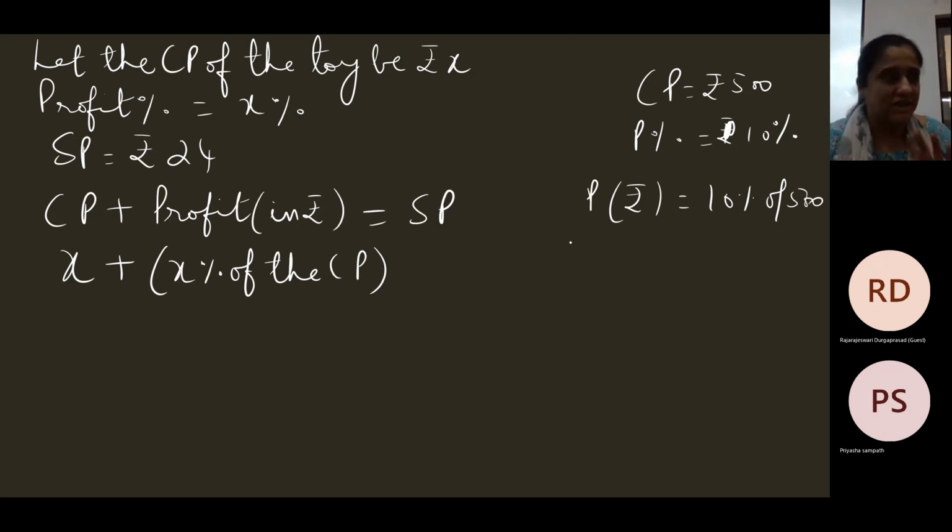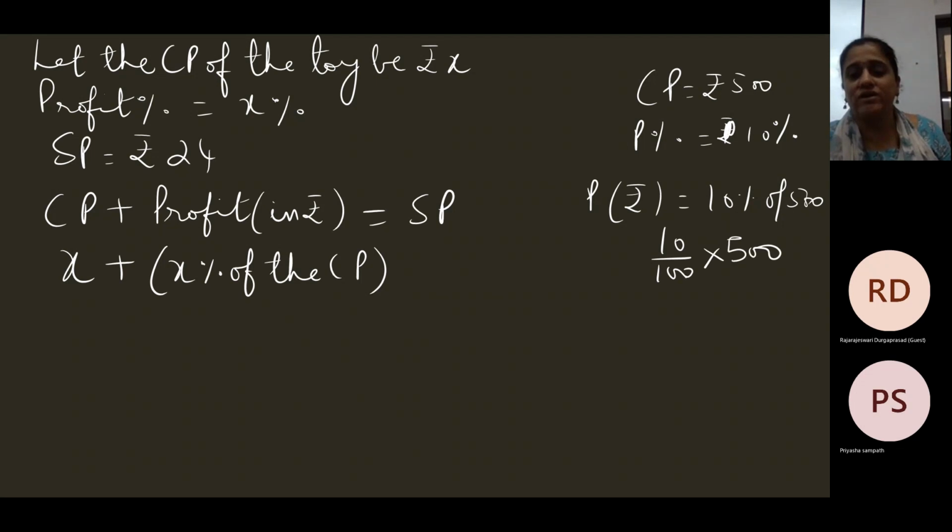Profit as a percentage is 10%. But you don't want that. What is it? Meaning how much money? It's 10% of the cost price. That means 10% meaning 10 by 100 of, and cost price is 500. So it cancels to 50 rupees profit. Rupees only we want. We don't want percentage. 50 rupees profit it is.